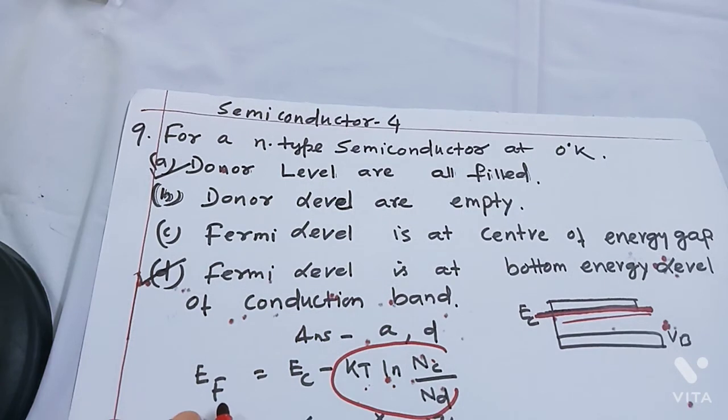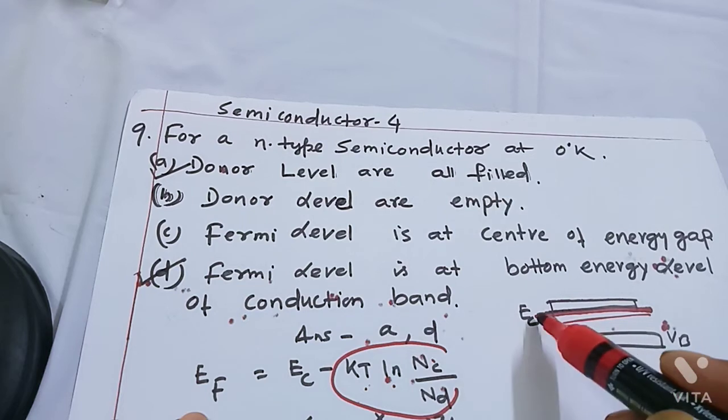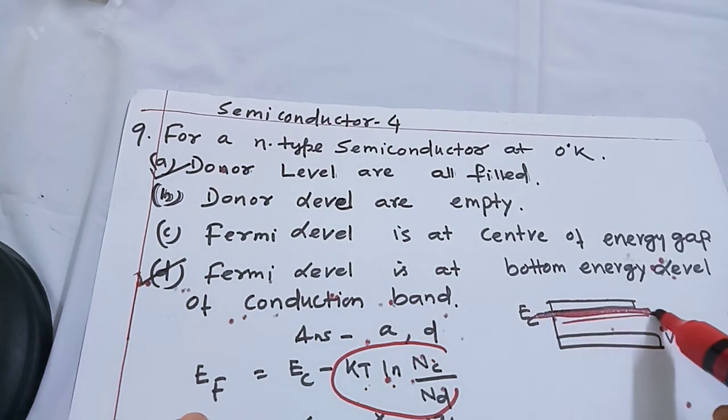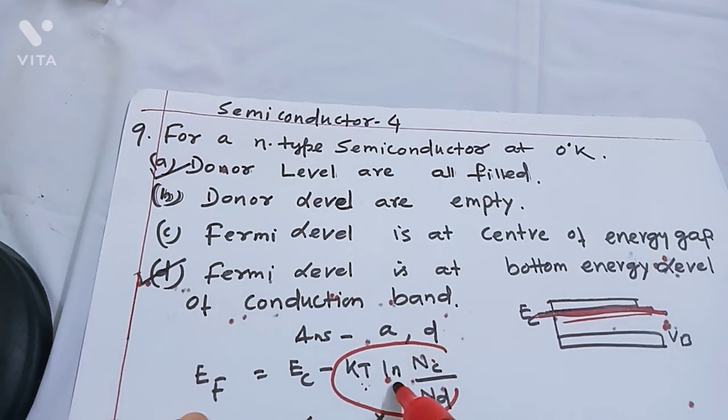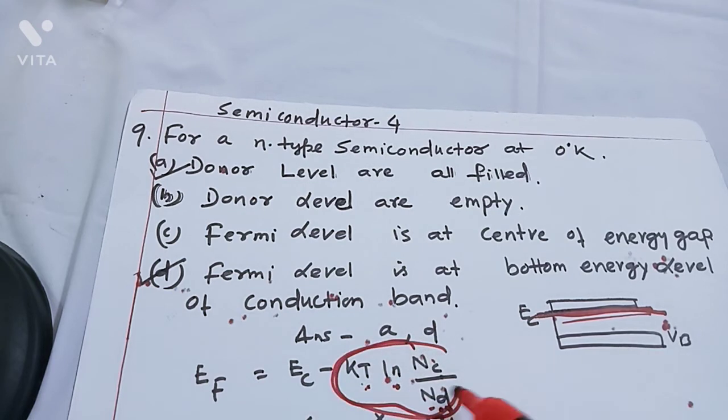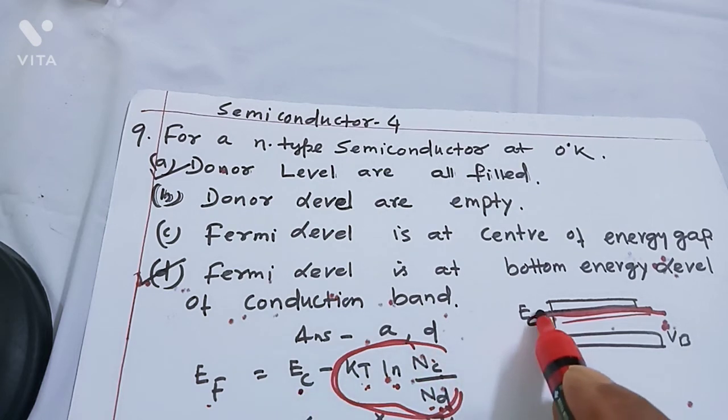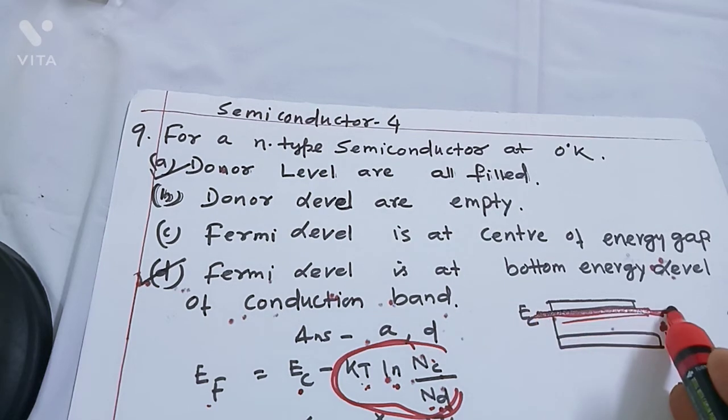Now, Fermi level EF is equal to EC, where EC is the lowest energy level in conduction band, minus kT ln of NC by ND. ND refers to concentration of donor impurities, and if T equals 0, then this term vanishes, then EF equals EC. That is, the Fermi energy level coincides with the lowest energy level in conduction band.